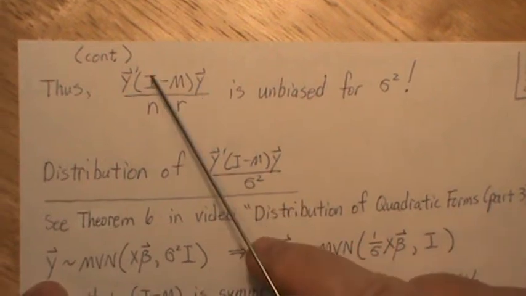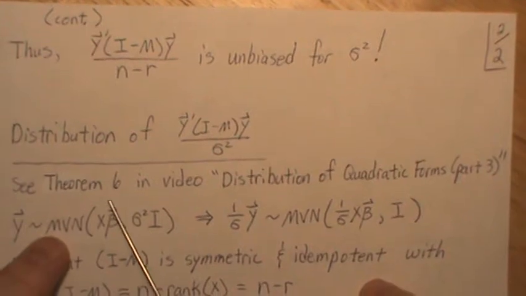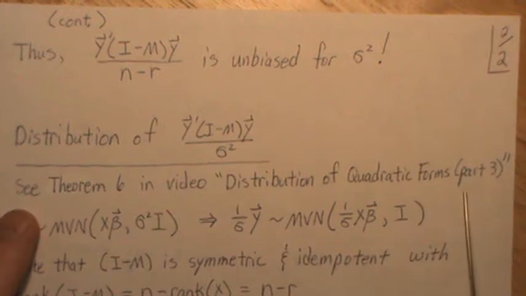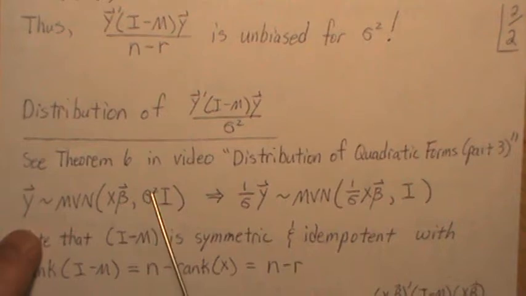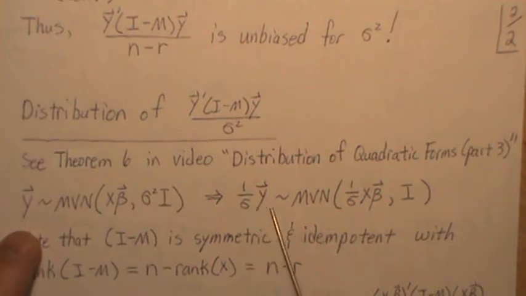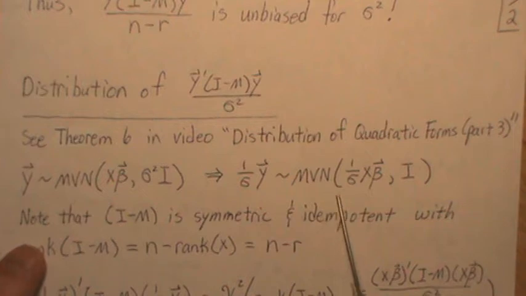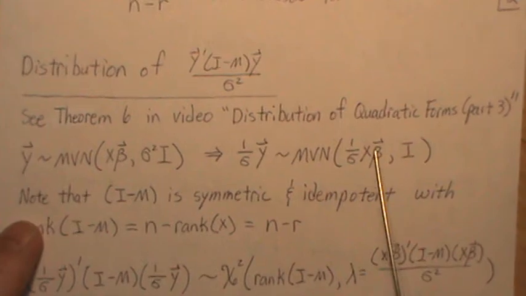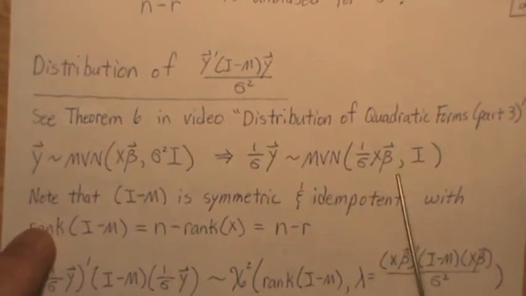Now let's look at the distribution of the quadratic form divided by sigma squared. And here I'm going to point you to Theorem 6 in a video that I call Distribution of Quadratic Forms Part 3. Y is multivariate normal, x beta, sigma squared I. So then we can take out this sigma squared and then divide it over and we get this. And then that is multivariate normal with mean 1 over sigma x beta, and variance I. And then it fits into this theorem a little bit better. I have other theorems to handle this case, but this is easier to see.